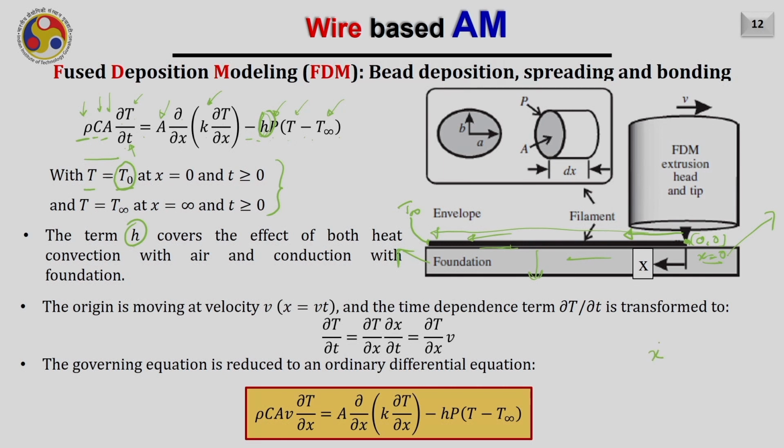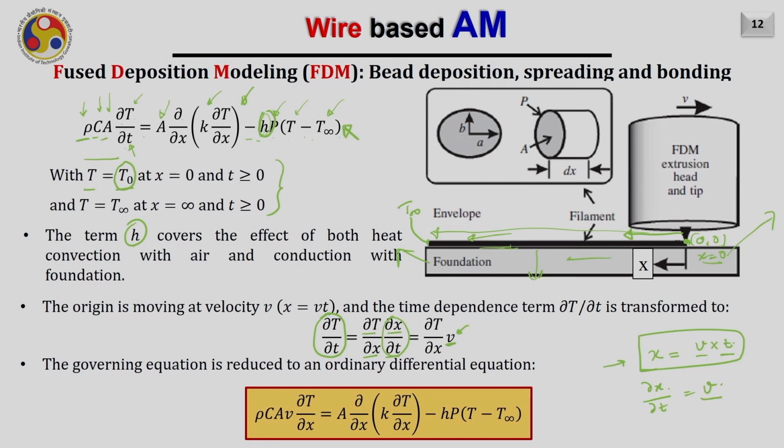Now, if this origin 0, 0 is moving with the velocity v in this direction, then at any point of time the distance traveled x will be equal to v into t, the velocity and the time after which we are observing. And hence the time dependent term, del T by del t, can be written as del T by del x into del x by del t. We know that del x by del t is nothing but the velocity v.